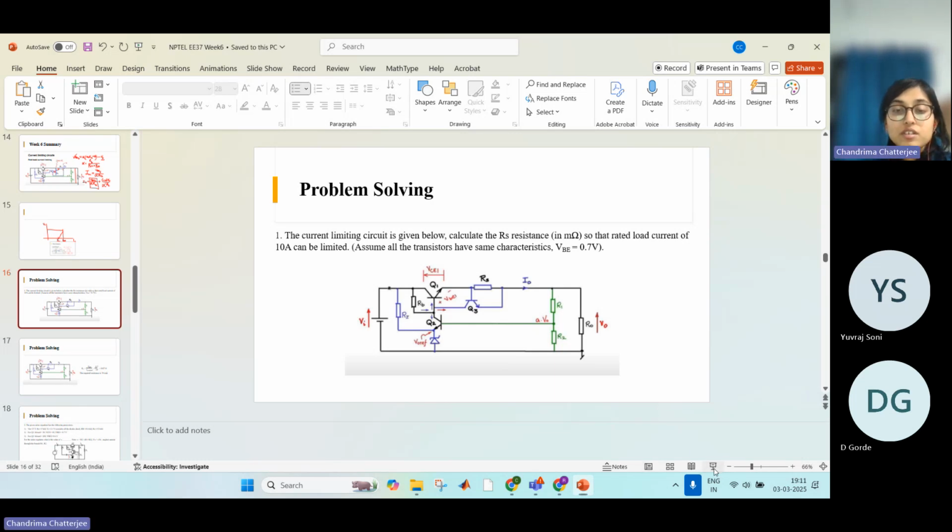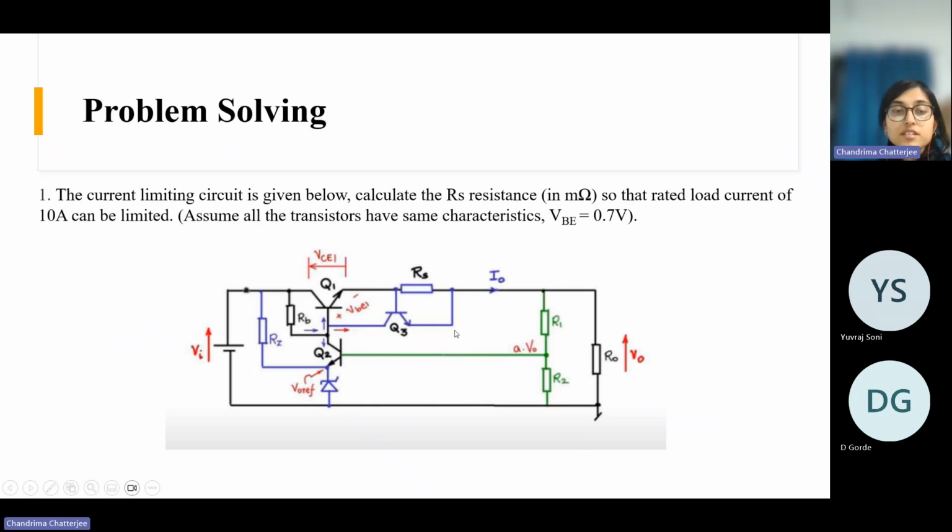Okay. Let's see the first question. The current limiting circuit is given below. Calculate the RS resistance in milliohms so that the rated load current can be limited to 10 ampere. Assume all the transistors have same characteristics, that is, all the transistors have VBE drop of 0.7 volt.